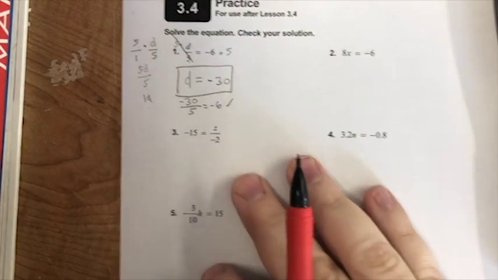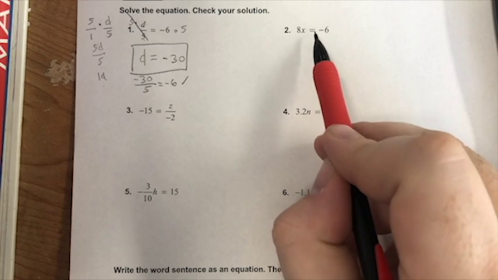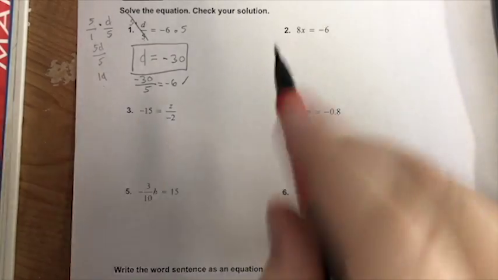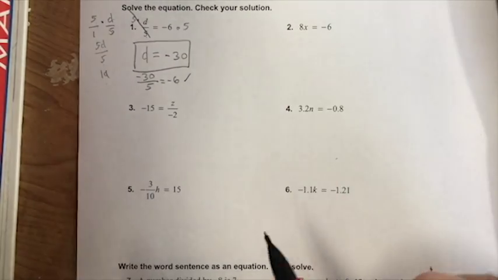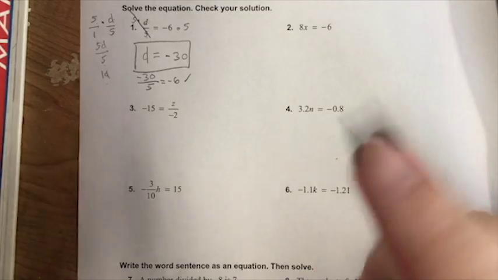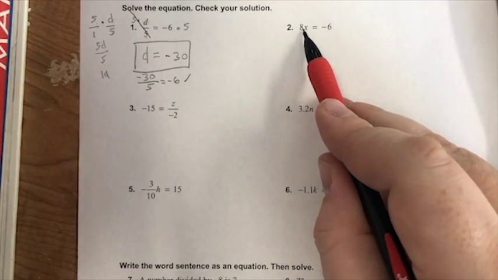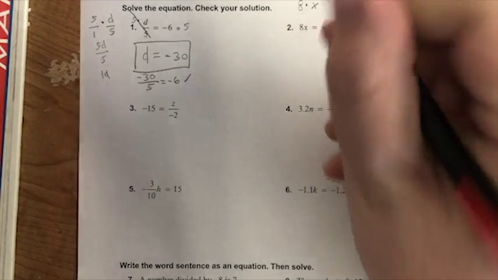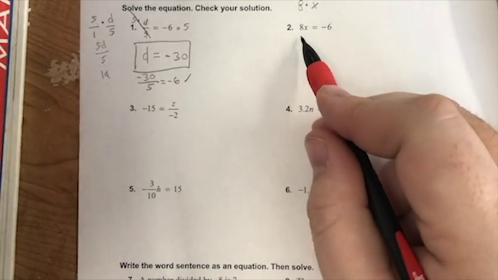Well, look at the next one, number 2. 8x equals -6. And right off the bat, you're like, okay, Mr. Lewis, what's happening here? There's no multiplication sign, there's no division. Well, in algebra, if I have a number in front of a variable, this is multiplication. This coefficient of 8 is really saying 8 times x. This is multiplication.